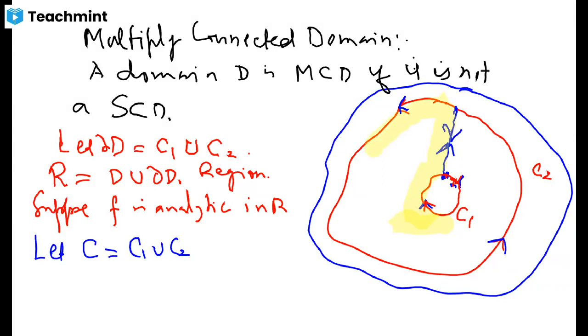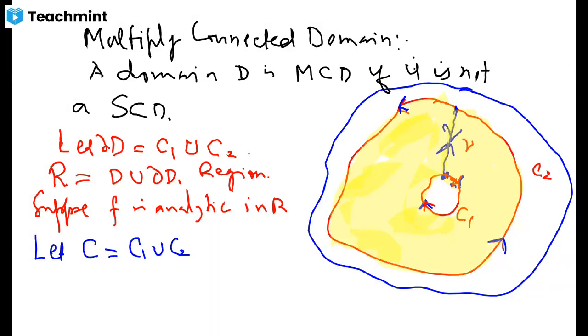This is a region which is now a simply connected region, because of this line. This line separated the part. This is a simply connected region now. And if it is a simply connected region, let me denote this line by gamma.